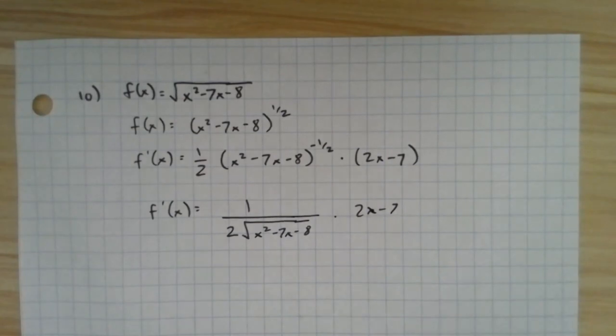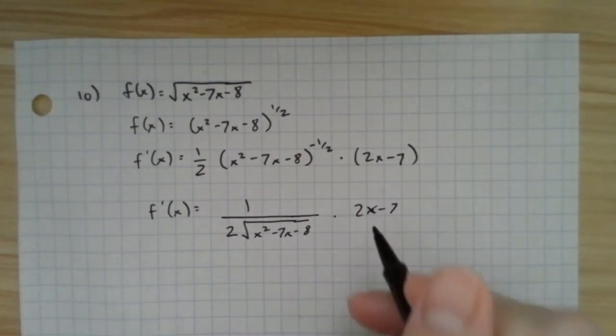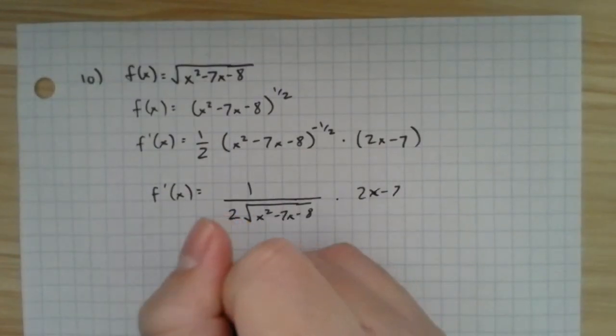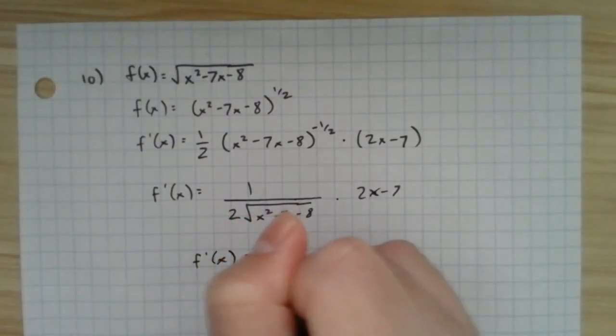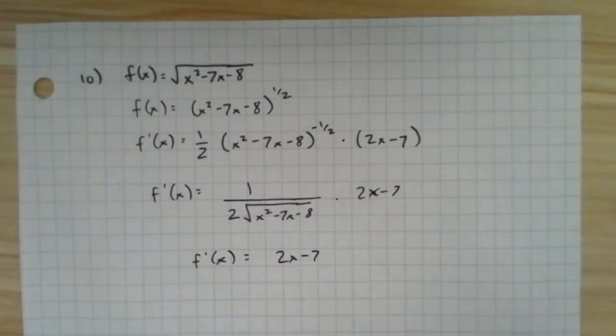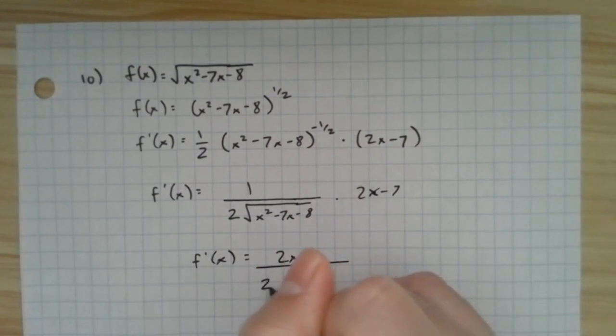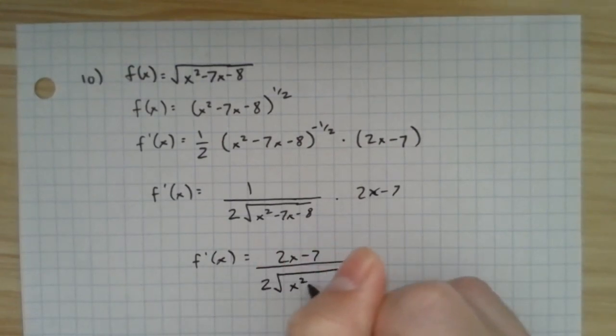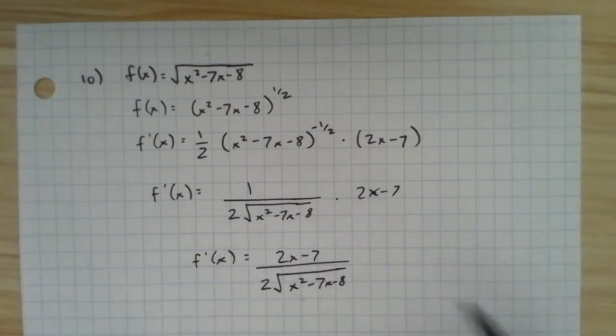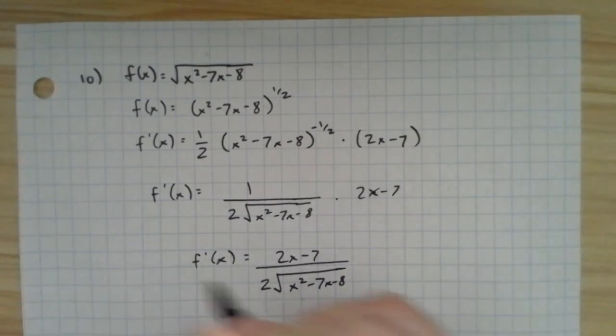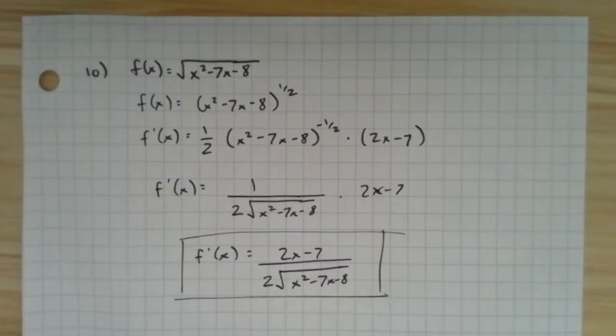And so then, I think really the only last step is, I can't factor out a 2 from 2x minus 7, so then my answer will be 2x minus 7 over 2 square root of x squared minus 7x minus 8. Okay? So that's it. That wraps it up.